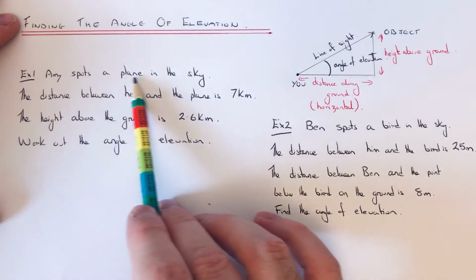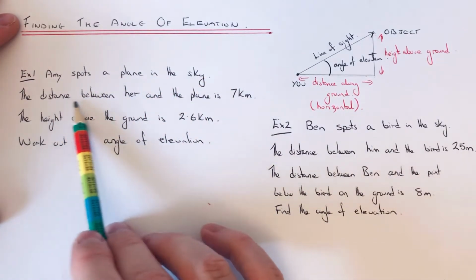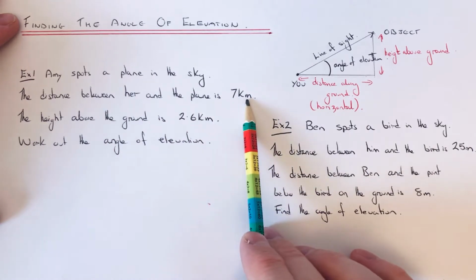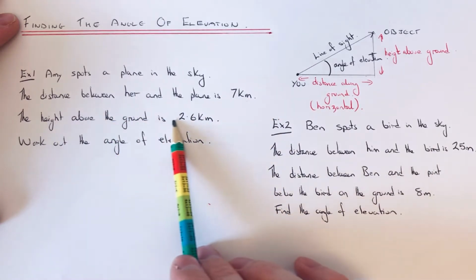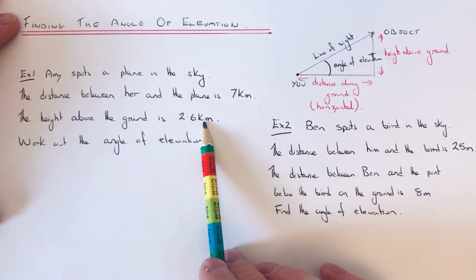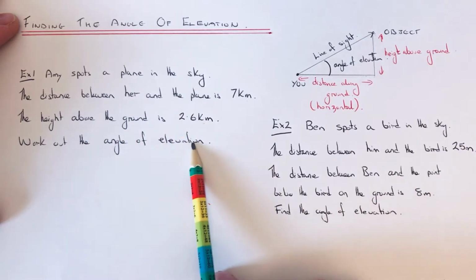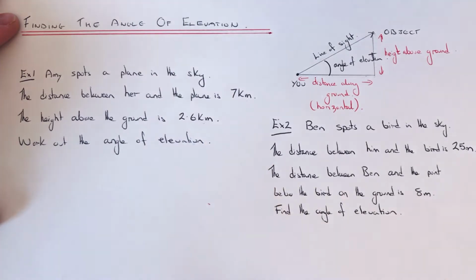So Amy spots a plane in the sky. The distance between her and the plane is 7 kilometres. The height above the ground is 2.6 kilometres. So work out the angle of elevation. So the key to this question is really to do yourself a good diagram to start off with. And then you're going to use trigonometry to find the angle.